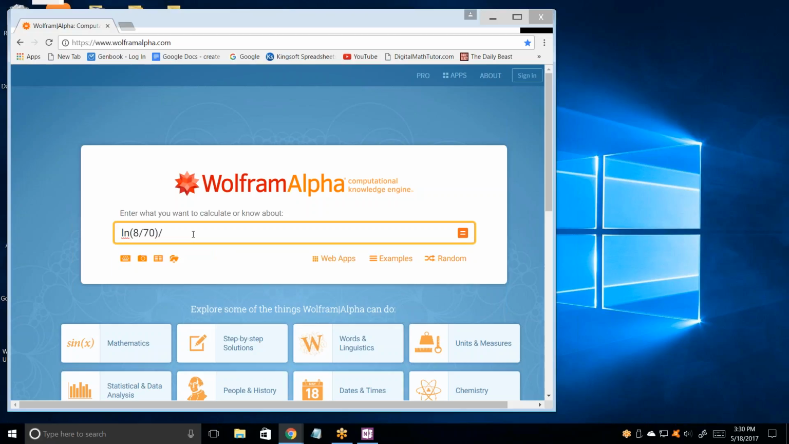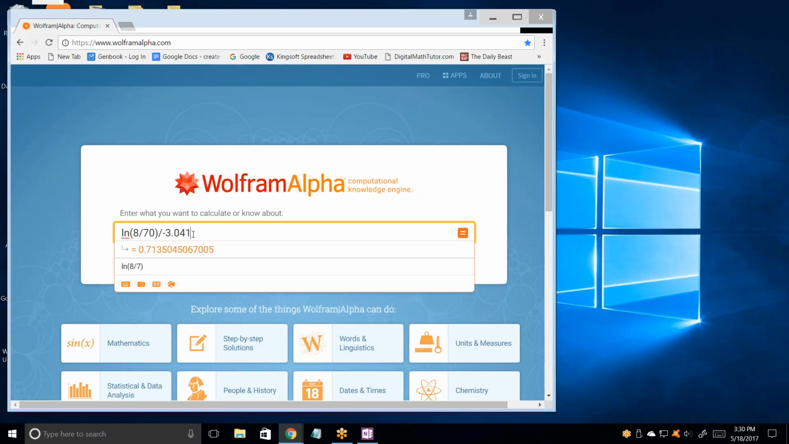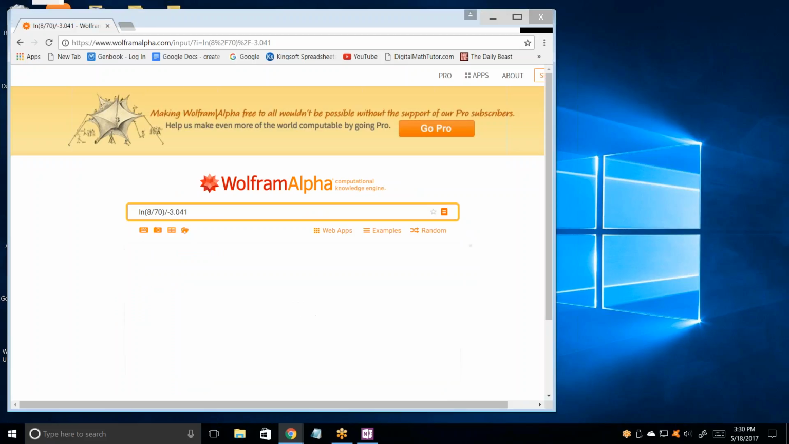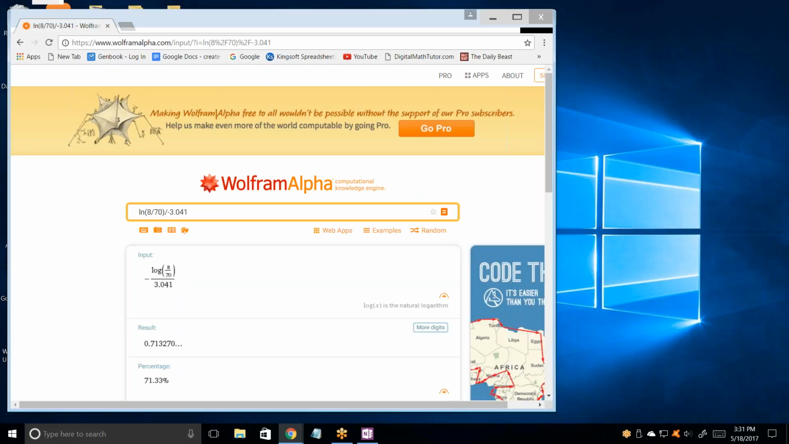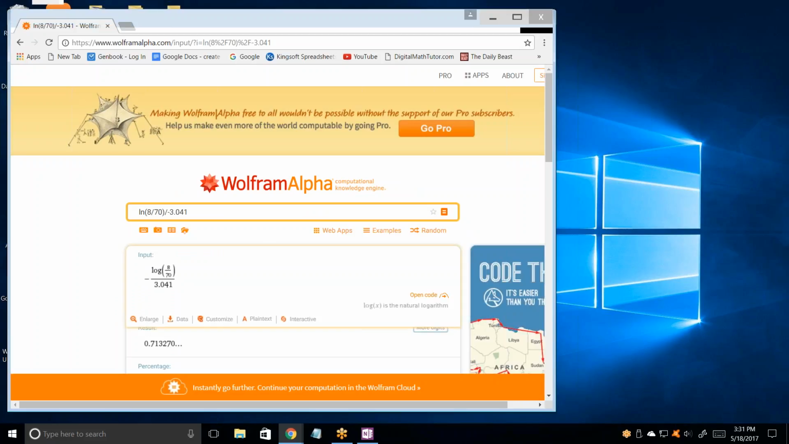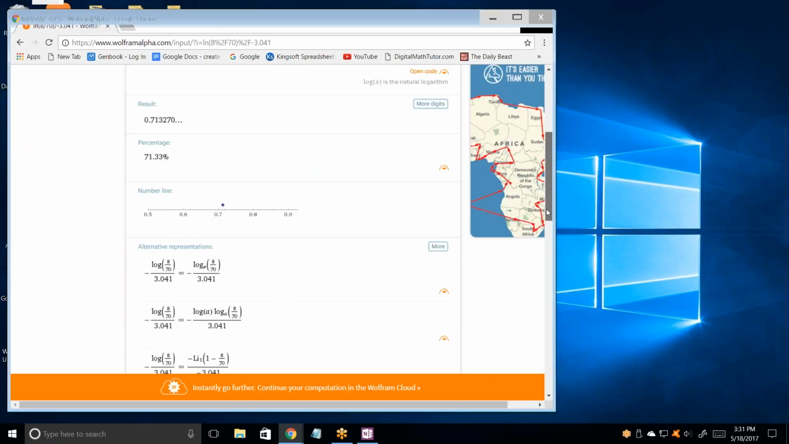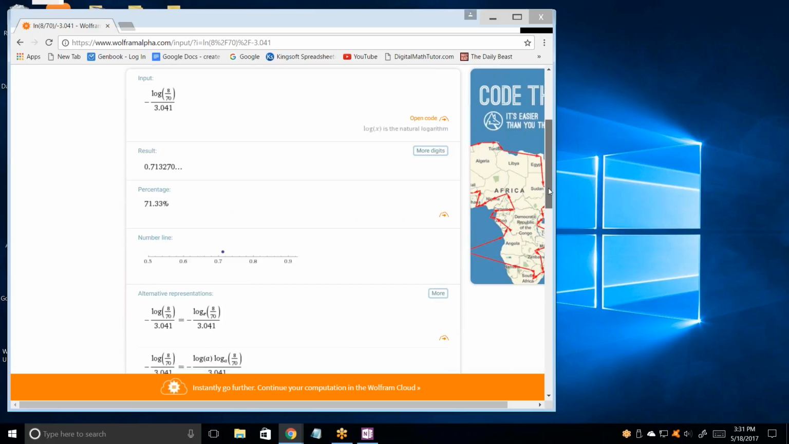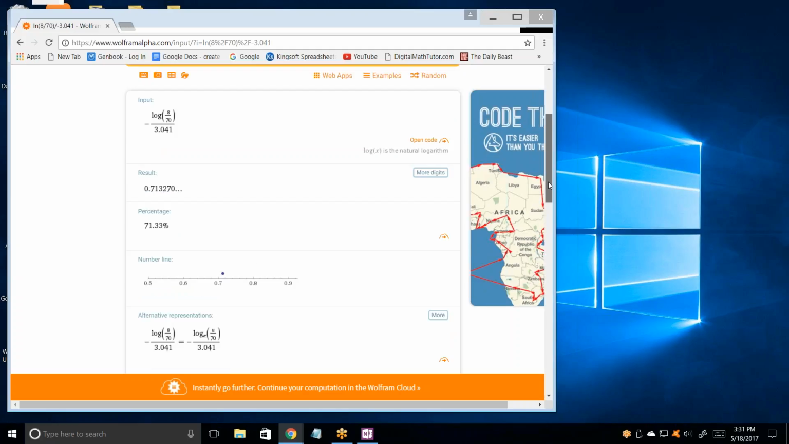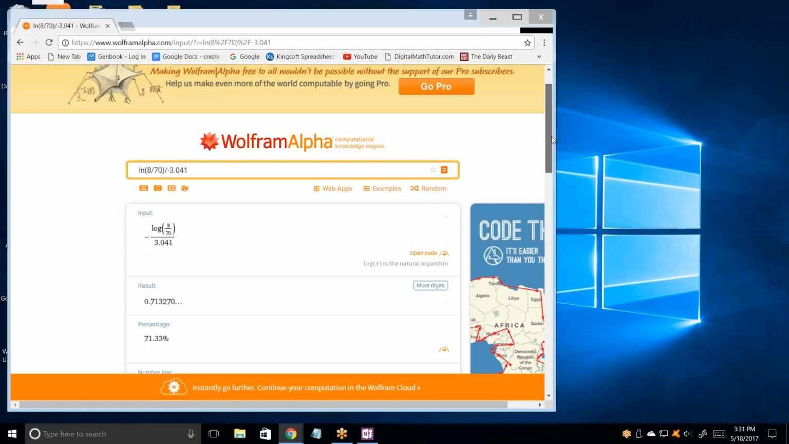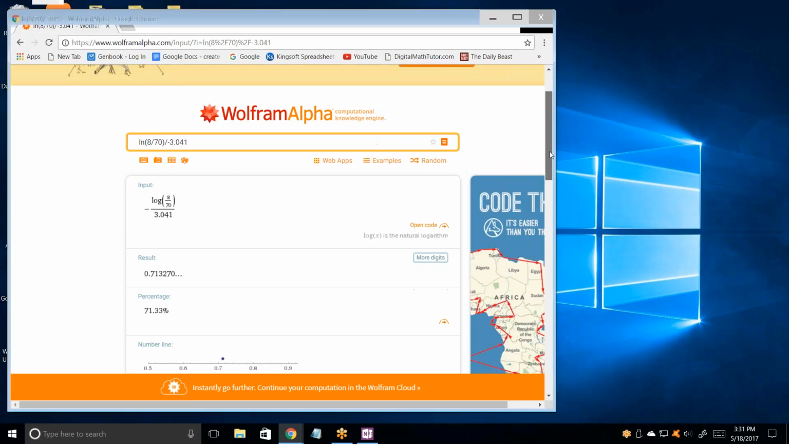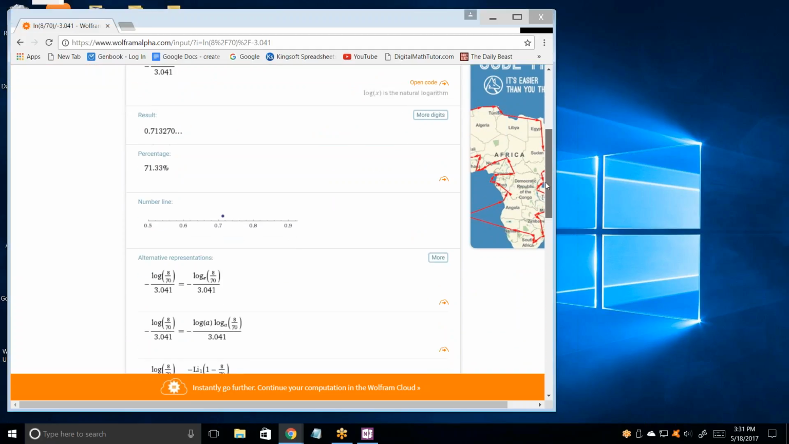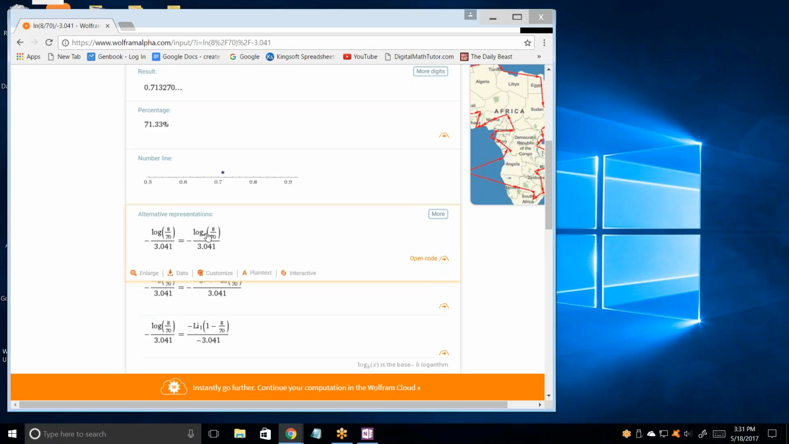Divided by negative 3.041. 0.713. And that is the input. No, hold on, it isn't. It's the natural log. I don't think that matters. It's not going to matter. Yeah, they got it right down here. It's the log base e.